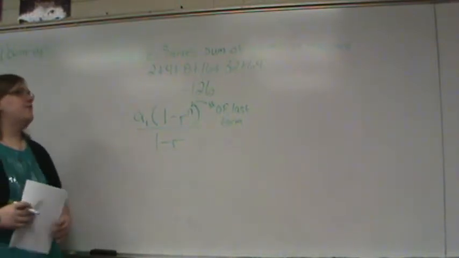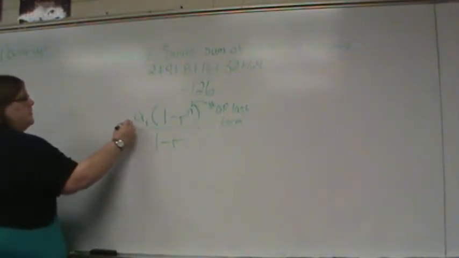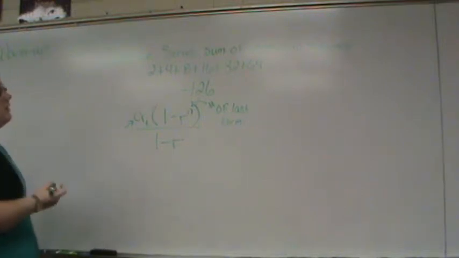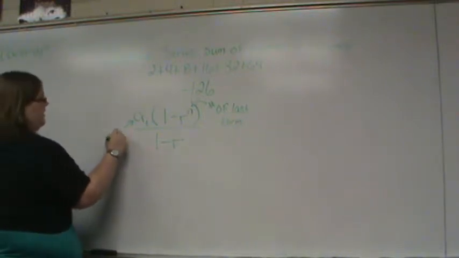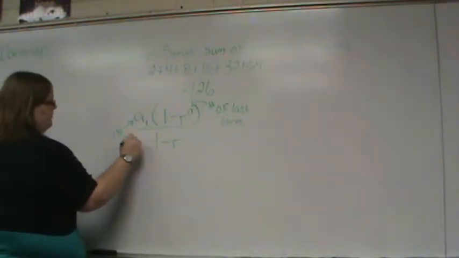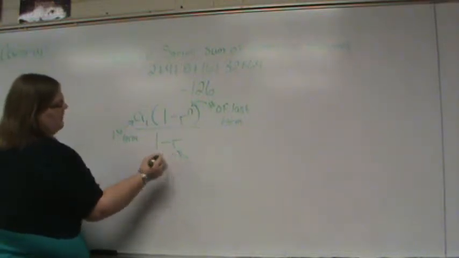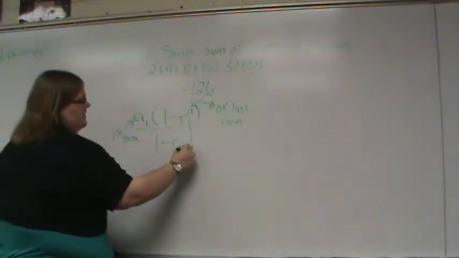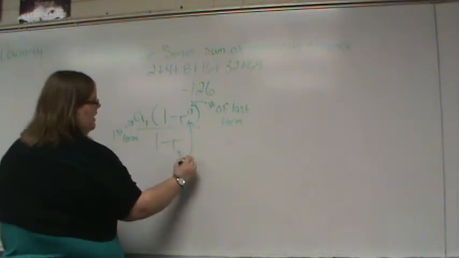So then what are our other values that we have in this formula? What's this a1 value? It's still our first term, just like it always has been. And then what's our r value in both cases? Common ratio. This is our common ratio.